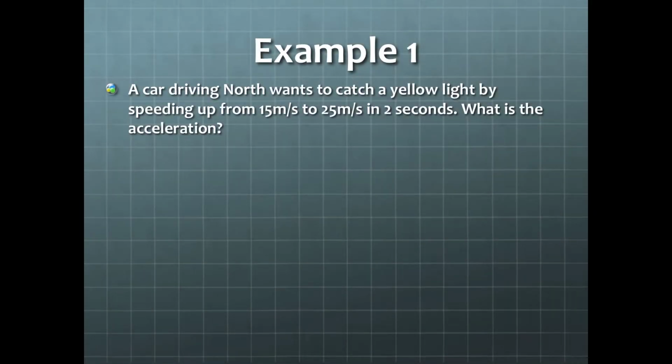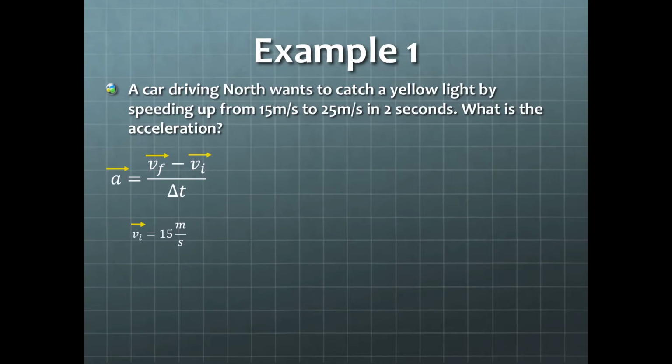A car driving north wants to catch a yellow light by speeding up from 15 meters per second to 25 meters per second in 2 seconds. What is the acceleration? We know the equation for acceleration. Next, we should determine all the known information by breaking down the wording of the problem. Since it says speeding up from 15 meters per second, this implies a starting velocity, and therefore 15 meters per second would be the initial velocity.